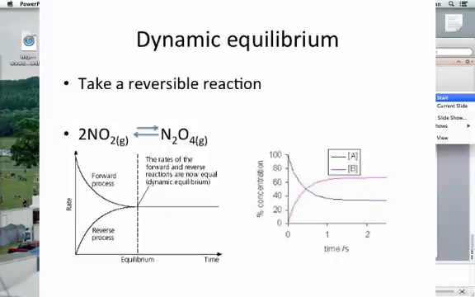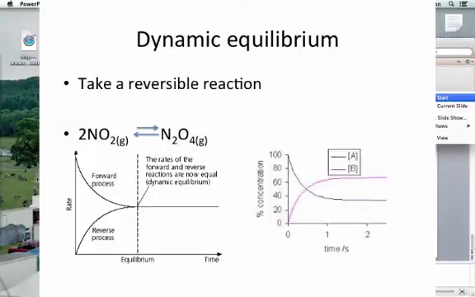So let's have a look at reversible reactions and work out what a dynamic equilibrium is. Here we have nitrogen dioxide becoming nitrogen peroxide. If we look at this reaction, if I start off with a load of nitrogen dioxide, I'm going to make some nitrogen peroxide quite quickly. But then as I make the nitrogen peroxide, I increase the nitrogen peroxide concentration, meaning I start making nitrogen dioxide again. Let's look at that in terms of a graph.